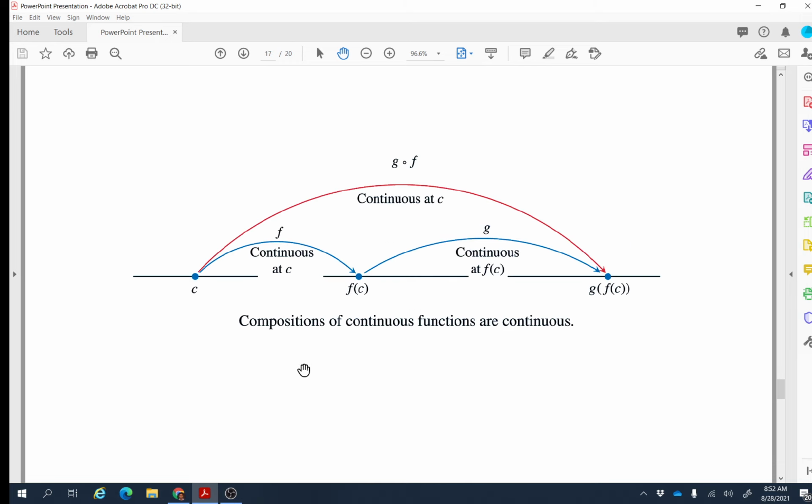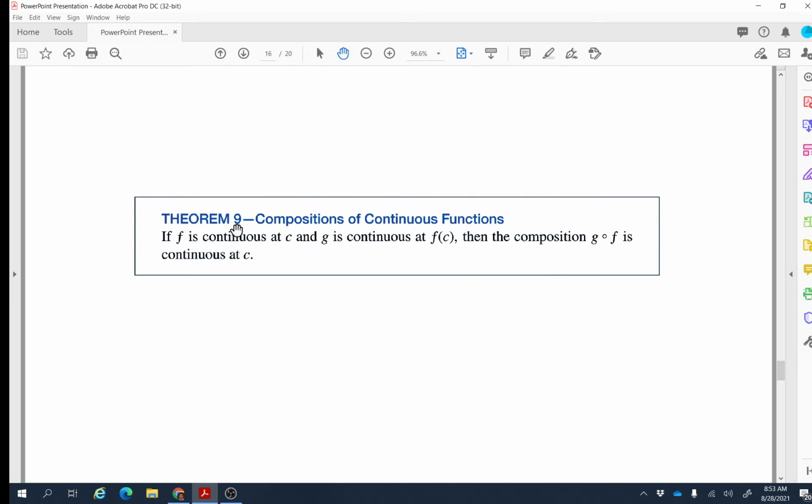To visualize that, let's say your function f is continuous at c, and the value of the function at c would be f of c. And we know that the next function, z, is continuous at this point, then the value of the function at this point would be z at f of c. Now this is coming from the composition of two different functions. So now if both of them are continuous, then we can say that their composition should be continuous. That's from this theorem.